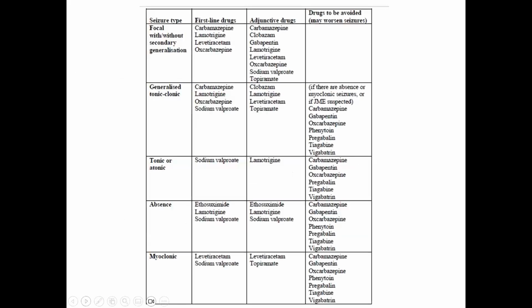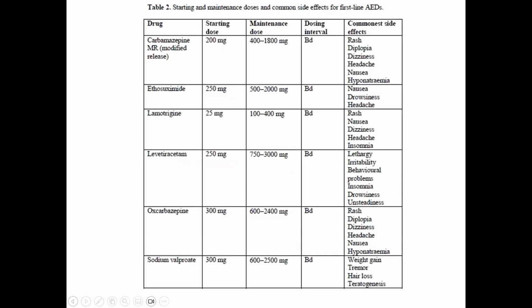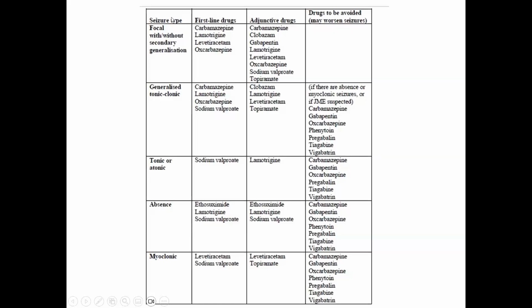So these two slides also, I think they are must-know slides, because the antiepileptic drugs you are going to use depend on the type of seizure, because some antiepileptics can worsen certain types of seizures, whereas some are the first-line drugs. So I'll show you some examples. Focal seizures, either focal seizures alone or focal seizures with secondary generalization.